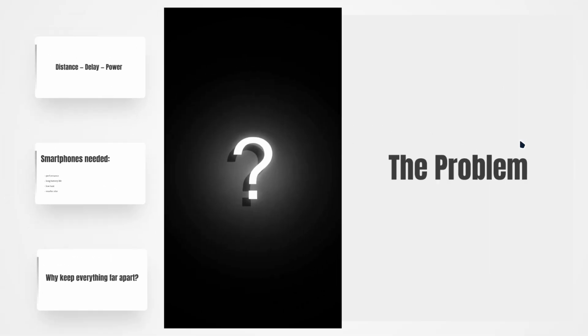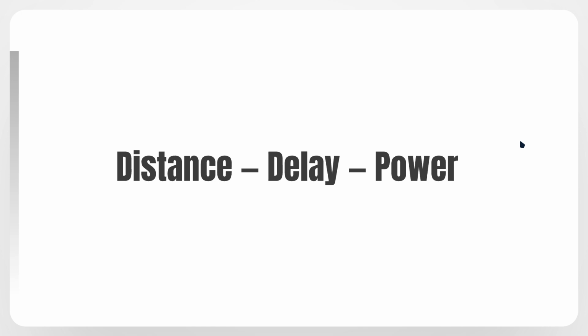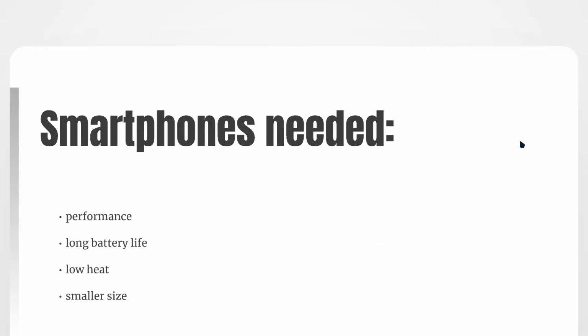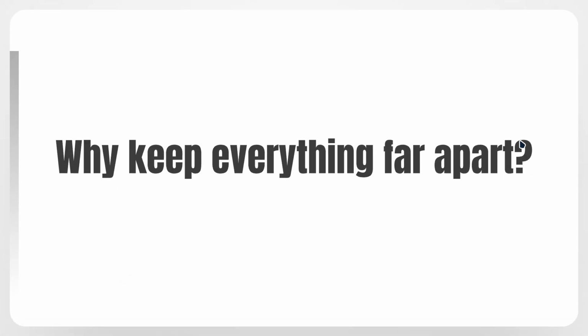But this, of course, raises a problem that we all know, which can be summarized into three words: distance, delay, and power. As CPUs became faster, the distance became the bottleneck. And of course, smartphones made the problem even worse. They needed good performance, a long battery life, low heat, and a smaller size. So engineers asked one simple question: why keep everything far apart? Why not put them all onto one single chip?